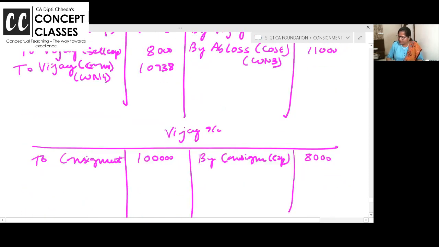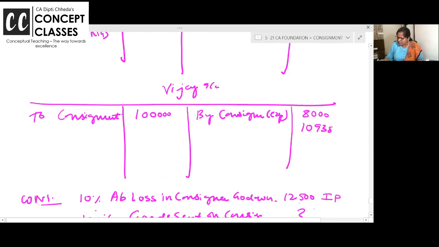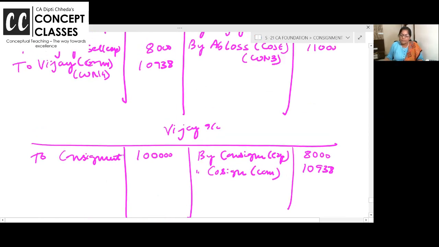10,938. Vijay, we will reimburse you the commission. 10,938. Next.